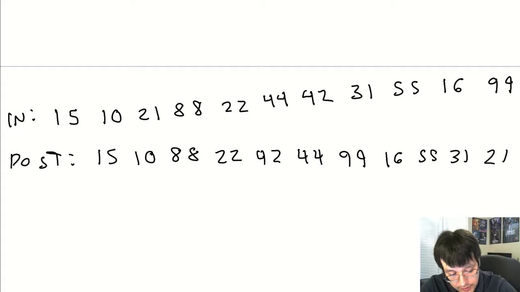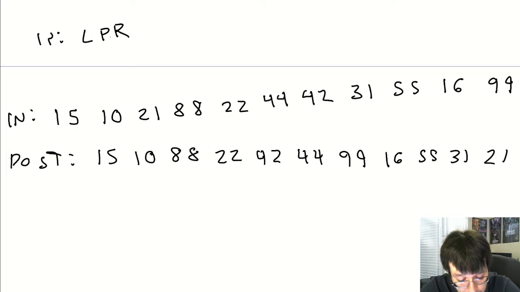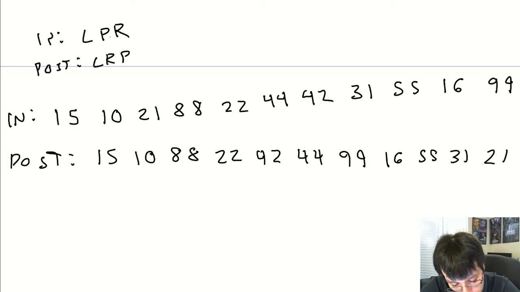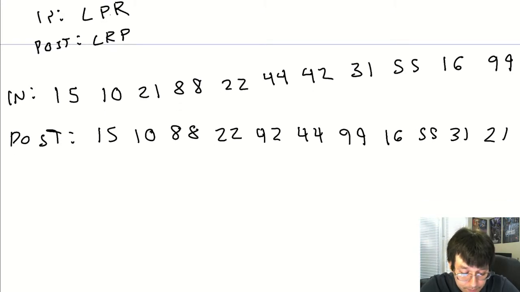Because again, in-order is left, root, right, or left, print, right. I like P for print because it's better than R for right. And for the post-order, it's left, right, print. And so as you can see, that's our root because it's the last thing that gets printed. So 21 is going to be our root of the tree.